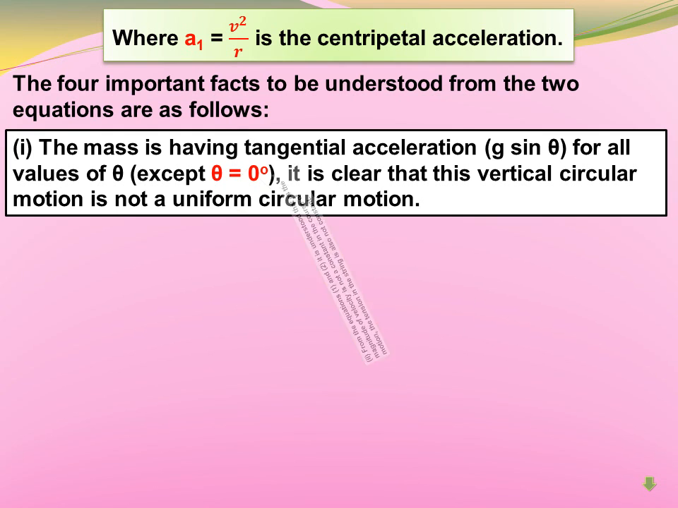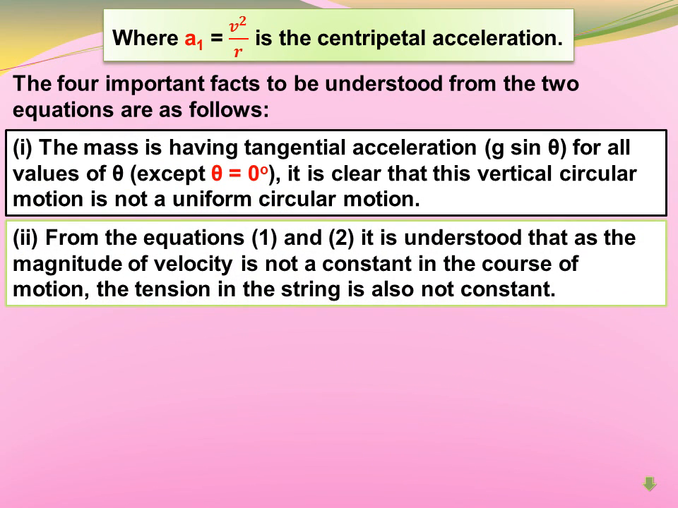Second important fact: from relations 1 and 2, it is understood that the magnitude of velocity is not constant in the course of motion. That means it can have minus a1 and plus a1, so it is different in two different situations. Therefore, the tension in the string is also not constant.